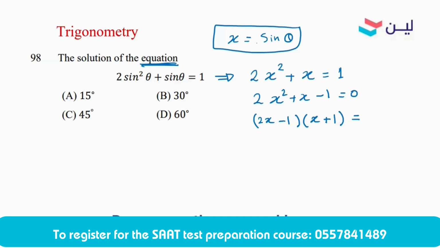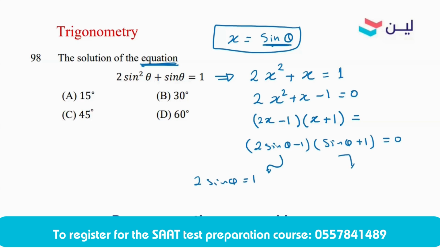Now, in this case, I'm putting back sine. So this is going to be 2 sine theta minus 1 times sine theta plus 1 is equal to 0. Now, I would have two cases. The first case, 2 sine theta has to be 1. The other case is sine theta is equal to -1. I know I'm a little bit fast because of time. So sine is going to be 1/2, or sine is going to be -1. Sine is -1 when theta is 270, and sine is 1/2 when it's 30. So the answer is 30, and we're done.